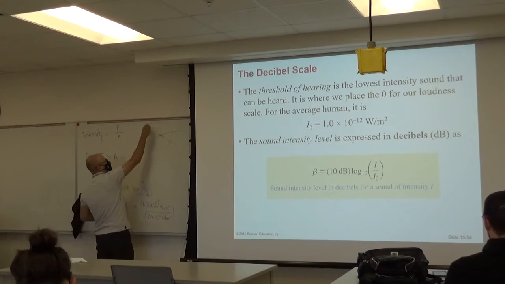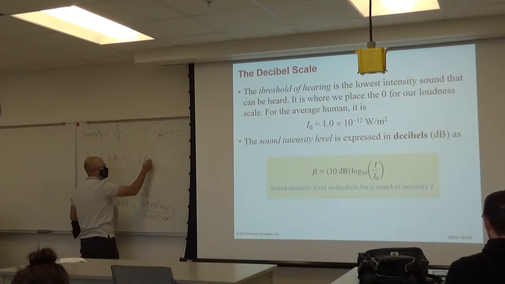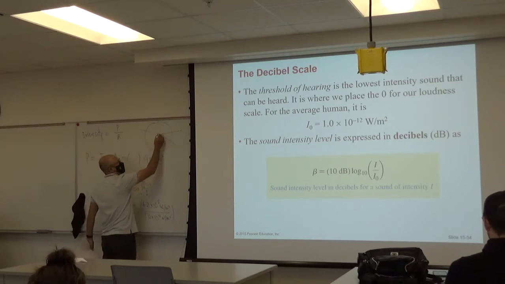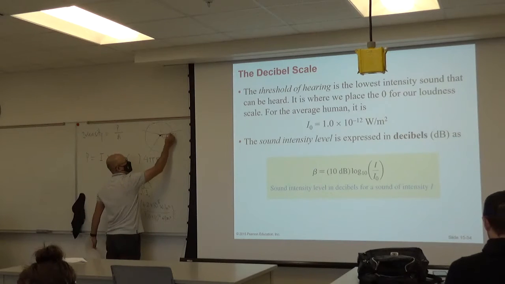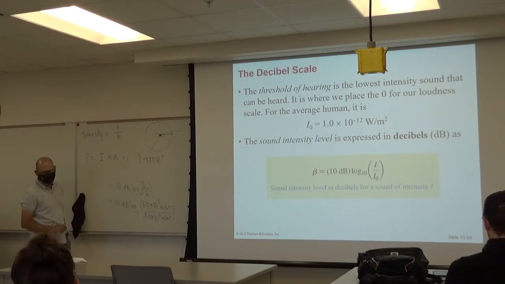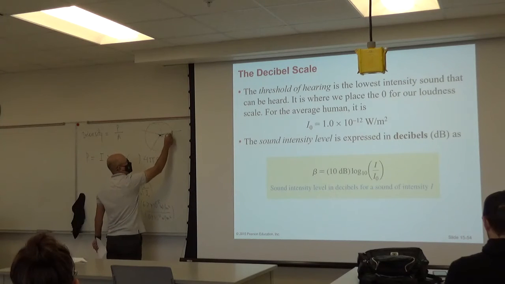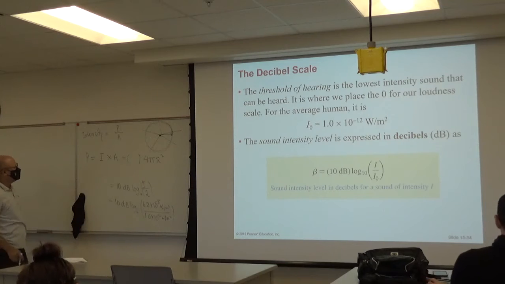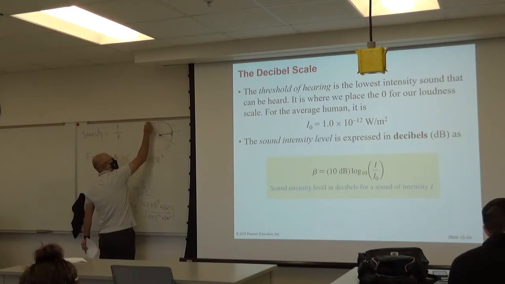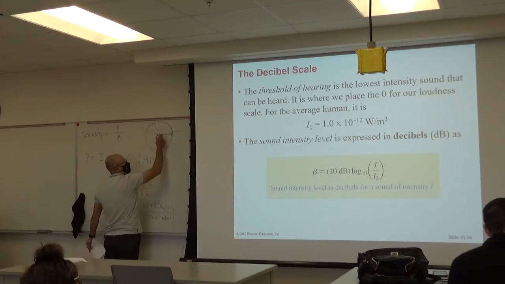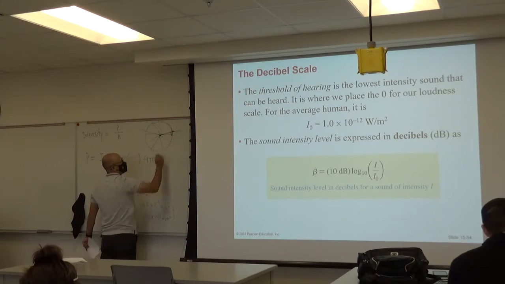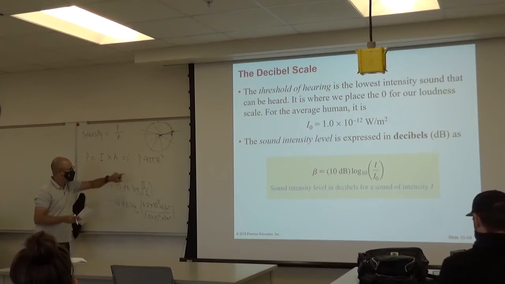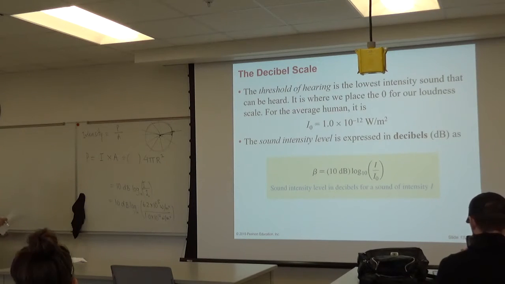So what's the area of a sphere? The area of a sphere is 4 pi r squared. The radius is from the speaker to the point where someone is standing. So that's the sphere, and the sound is going in all directions. So you multiply the given intensity times 4 pi r squared, and that gives you the power.